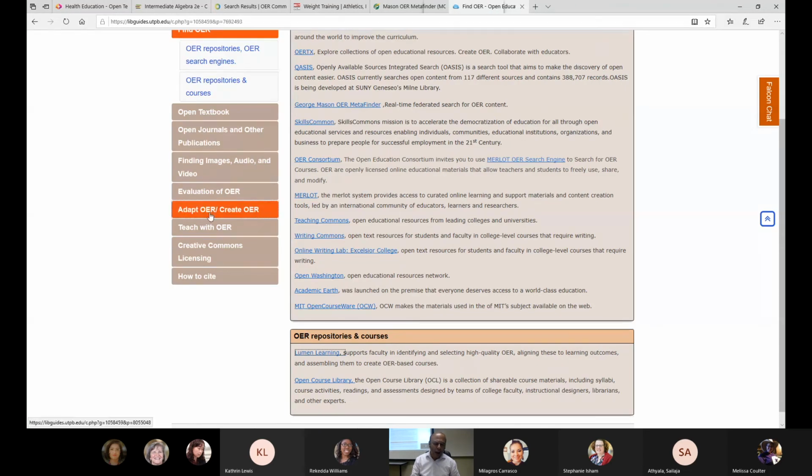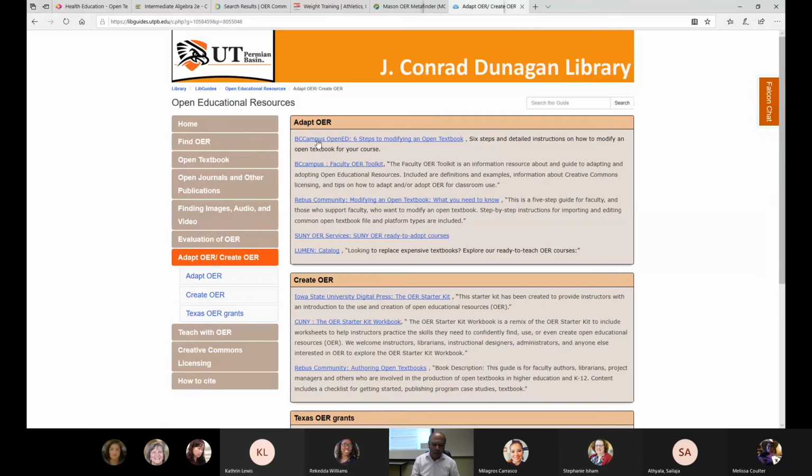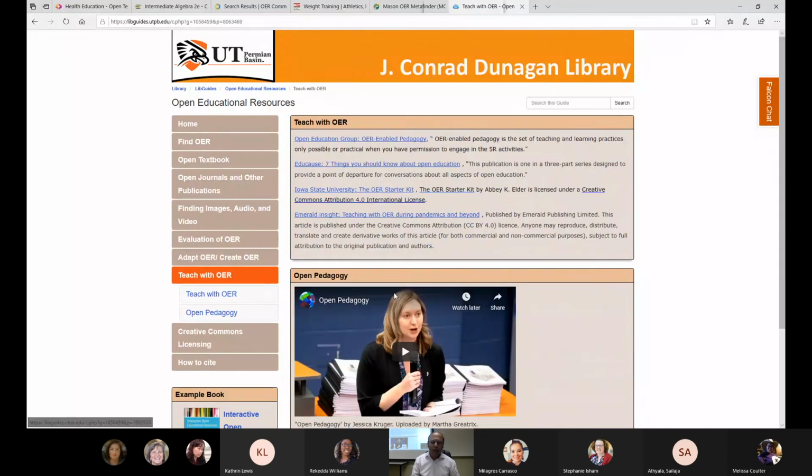And another thing, adapt and create OER. You can get some of the links on how you can adapt OER and how you can create OER. So please feel free to access all these links, and I'm definitely sure you will get some of the information. How can you teach with OER? How can you create with OER? Or how can you evaluate OER? So this is for today.